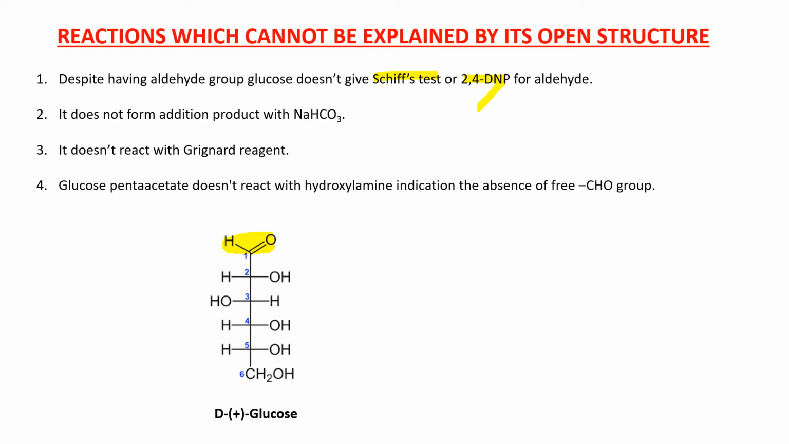And also glucose pentaacetate doesn't react with hydroxylamine, which indicates the absence of free CHO group. That means all these reactions indicate that in glucose the free CHO group or free aldehyde group is absent.